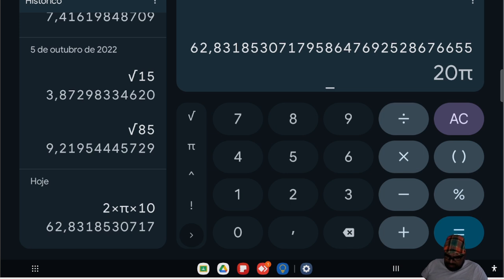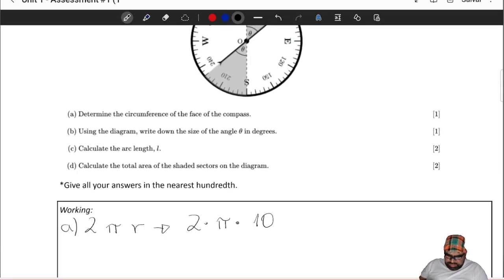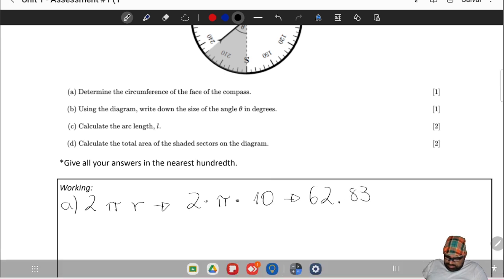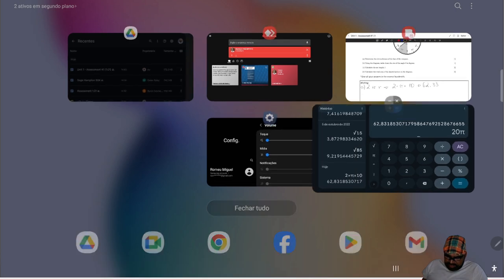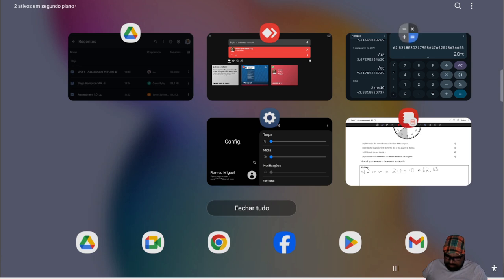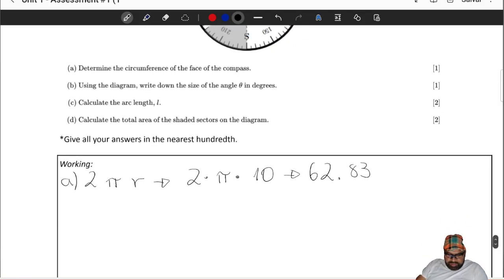62.8318. I told you over there to round to what? Nearest hundredth. Then my answer here will be 62.83. I just double check, but that's it. 62.83. Done. Next question is, using the diagram, write down the size of the angle theta in degrees.